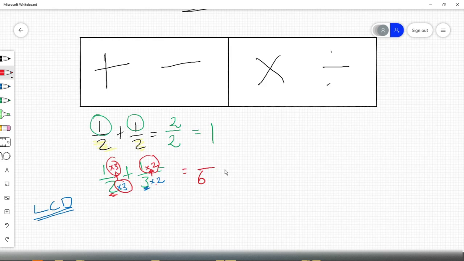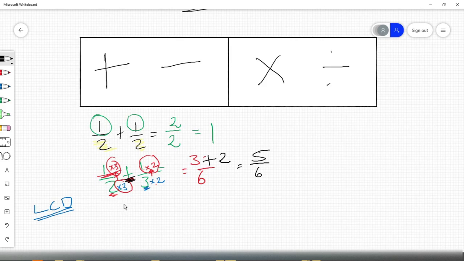And so what you do on top is, 1 times 3 is 3, and 1 times 2 is 2, and there's a plus sign in between. Very, very important. Never forget the plus sign. If there's a plus, you plus it. If there's a minus, you minus it. In this case we have a plus, so it is 3 plus 2, and the answer will be 5/6. Awesome.